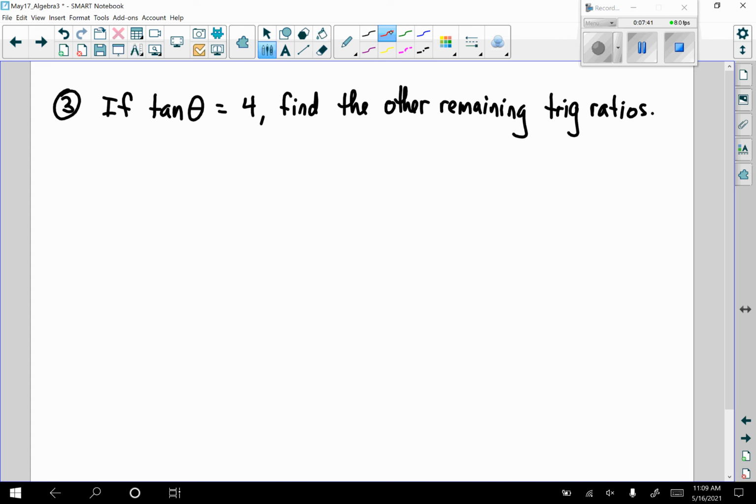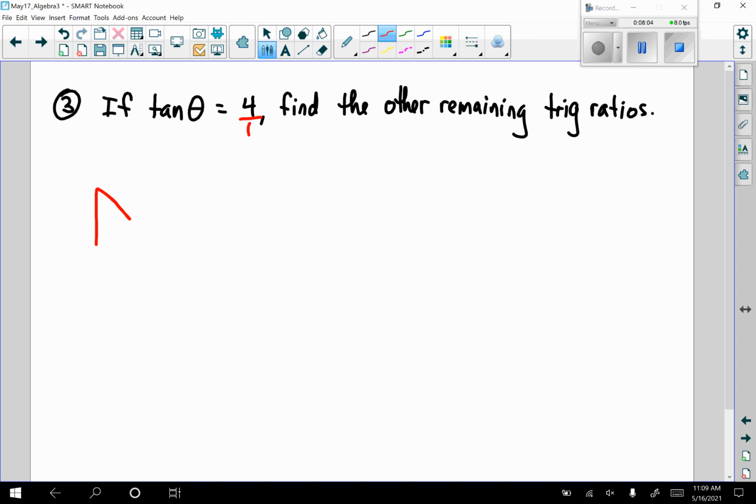All right, our third similar example: if tangent theta is equal to 4, find the other remaining trig ratios. So what we want to do is turn this into a fraction or a ratio and put this over 1, and it's the same process. So if you wish, pause the video, give this a try on your own. Okay, so let's see what you were coming up with.